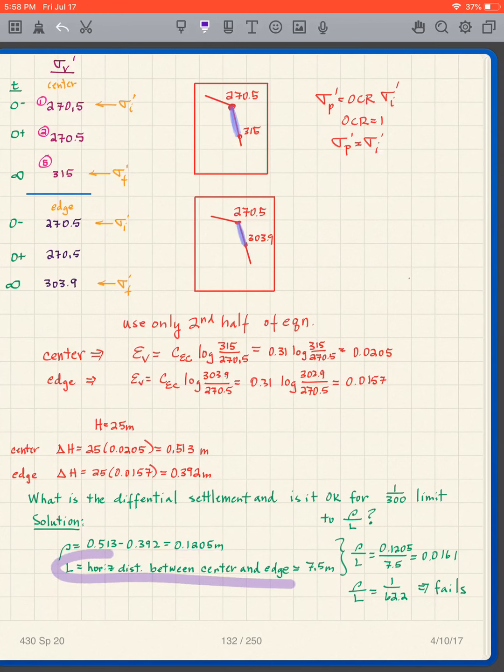L is the horizontal distance, half of B, which is 7.5. And we get that rho over L is going to be 0.0161, which is 1 over 62.2. It fails. So in other words, the settlement is too much. And what is the solution? Well, one solution possible is to put in a deeper basement.